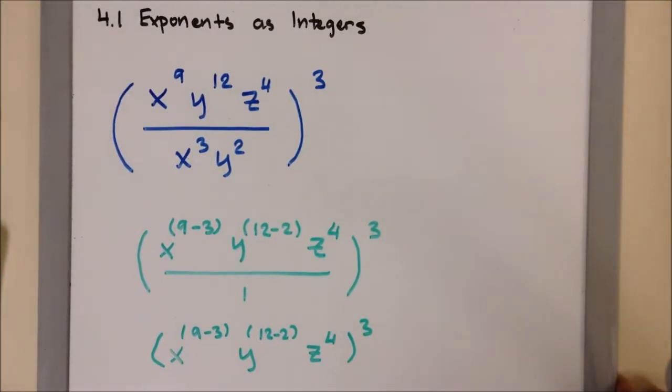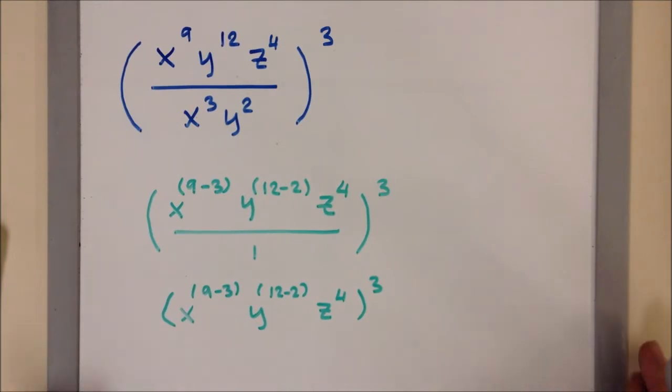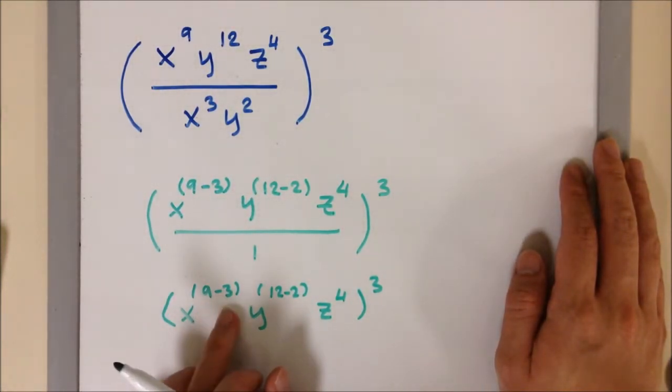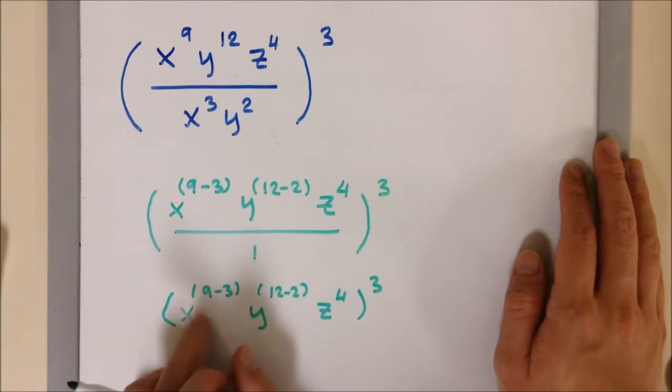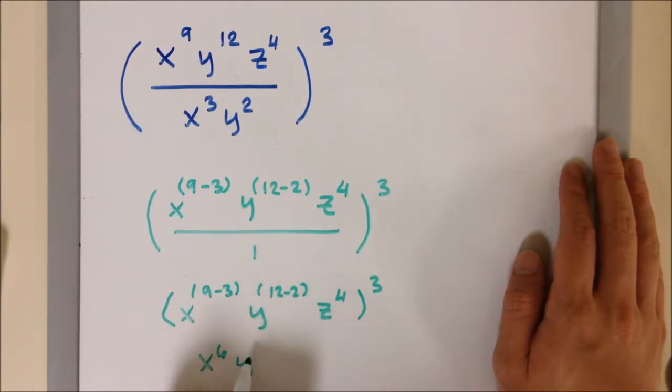So when that happens, what we're going to do is simply subtract the exponents where I can. So x, where it says 9 minus 3, that's going to be x to the 6th power. Y, 12 minus 2 will be to the 10th power, and then z to the 4th power. I still have my exponent outside of parentheses, which is 3.